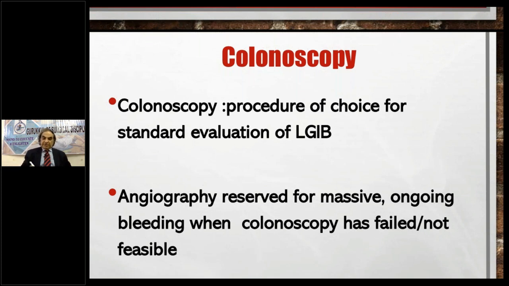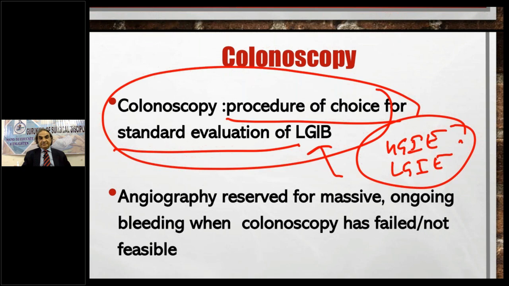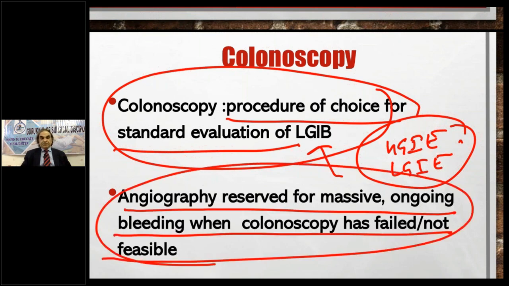Now colonoscopy. I'll come to the final management very quickly. Procedure of choice for lower GI hemorrhage has to be done. If I have to sum it up here, upper GI endoscopy, lower GI endoscopy, both are done. But which one will I do first? Naturally, the lower GI. Or maybe upper GI. Sometimes the upper GI is the cause. So I put in a nasogastric tube, I find blood coming, not coming. Angiography is reserved for massive ongoing bleeding when colonoscopy failed or is not feasible.